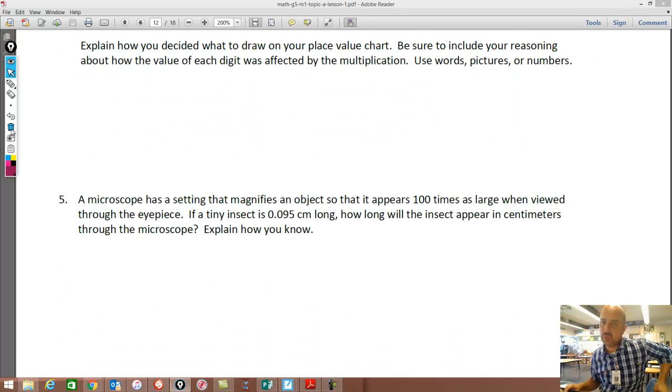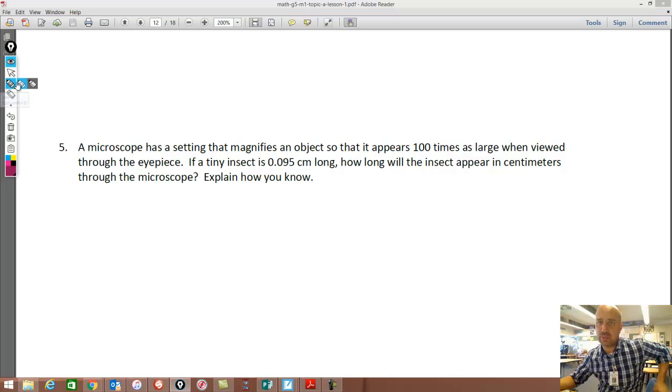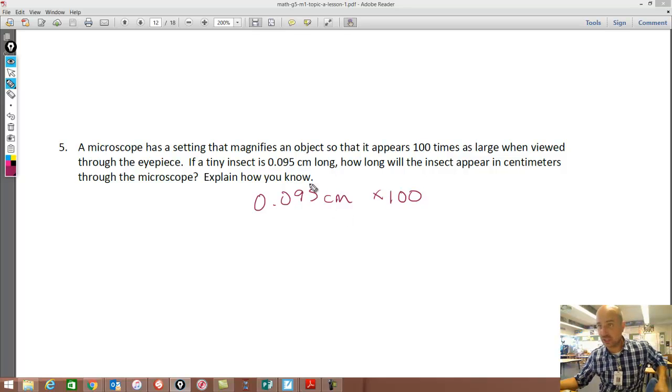Do your best. A microscope has a setting that magnifies an object so it appears 100 times as large when viewed through the eyepiece, from multiplying by 100. If a tiny insect is this long, that would be 95 thousandths of a centimeter. How long will it appear in centimeters through the microscope? I'm multiplying it by how many times? What's my answer? And explain how I know. I know because this place value is getting multiplied by 100, so therefore it is this.